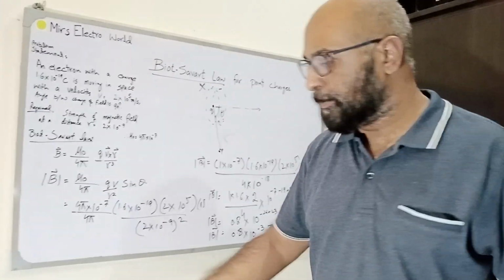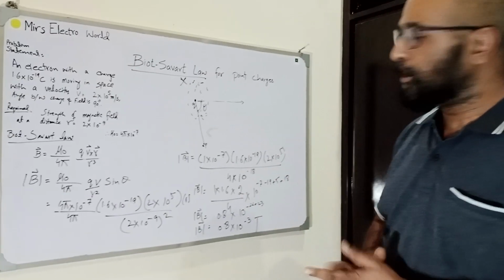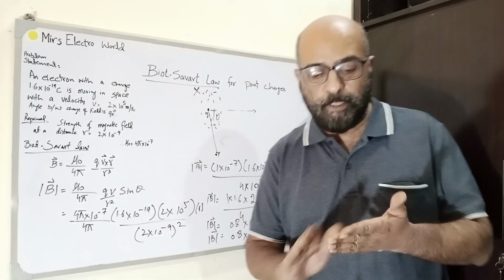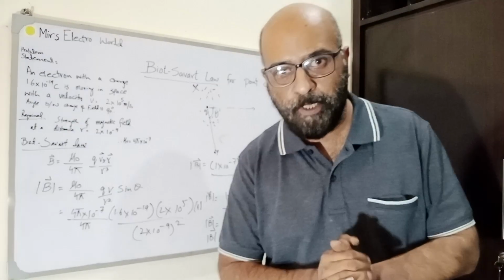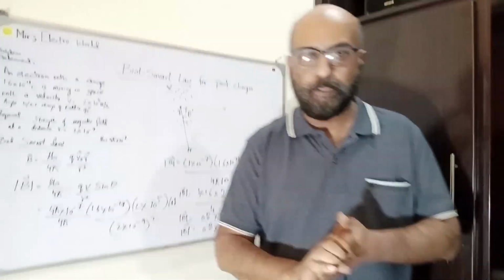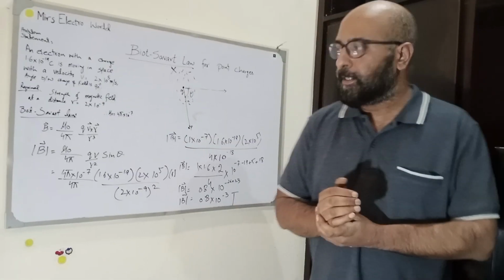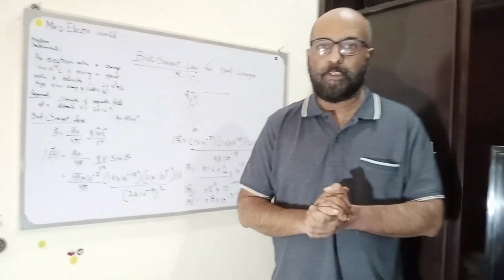So fellows, hopefully it's all clear to you what happens when a subatomic particle is in motion, and how to calculate the magnetic field around it, thanks to the Biot-Savart law.